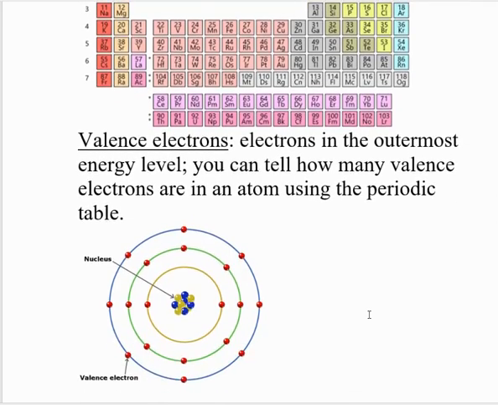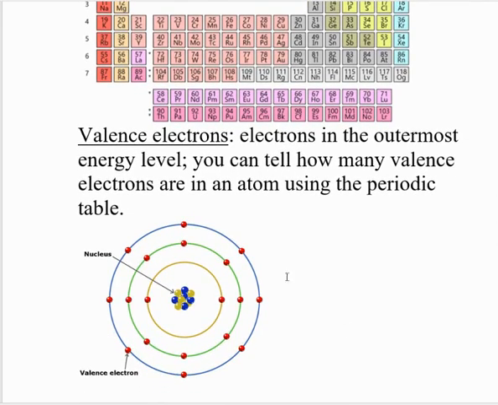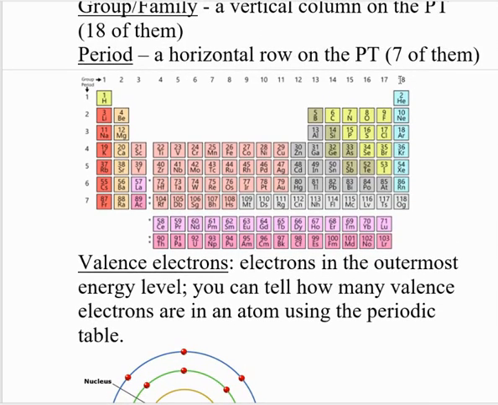If we were to count the number of outer electrons in this atom, you would see that there are 8 electrons in this blue outer ring. So that would be one of the noble gases. Since it has 8 outer electrons, it would fall into group 18, known as the noble gases.